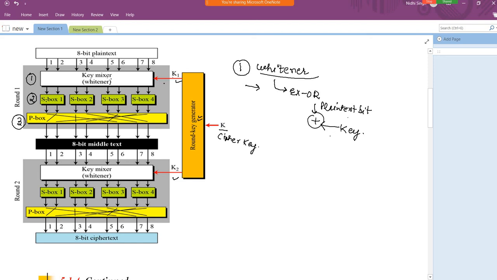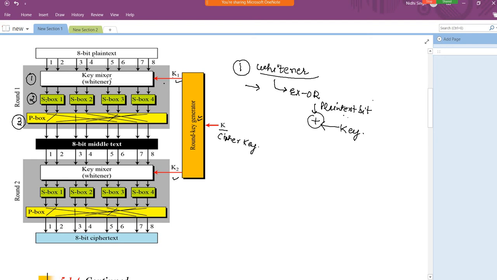नहीं तो XOR कैसे होगा? So that's why if my key is smaller as compared to the plain text, we have to use the expansion P box in the key mixture. मुझे अगर की को इक्वल बनाना है प्लेन टेक्स्ट बिट के इक्वल, कि नंबर ऑफ बिट्स मेरे की में इक्वल हो जाए नंबर ऑफ बिट्स इन द प्लेन टेक्स्ट, देन वी हैव टू यूज द expansion P box.